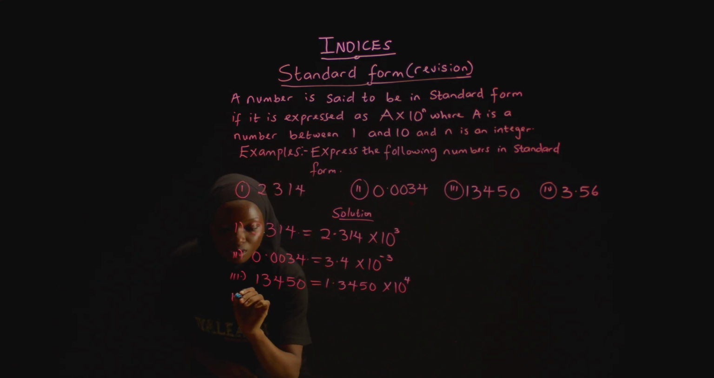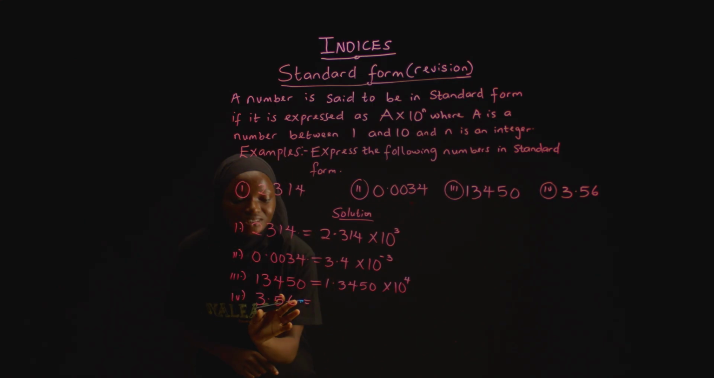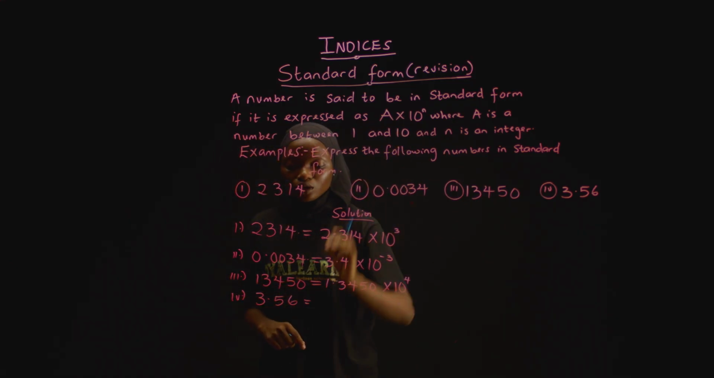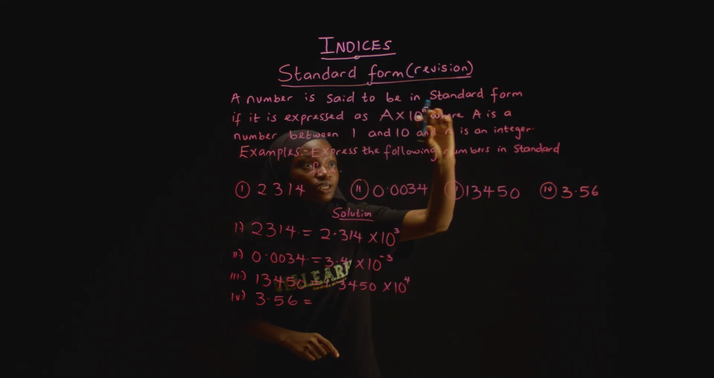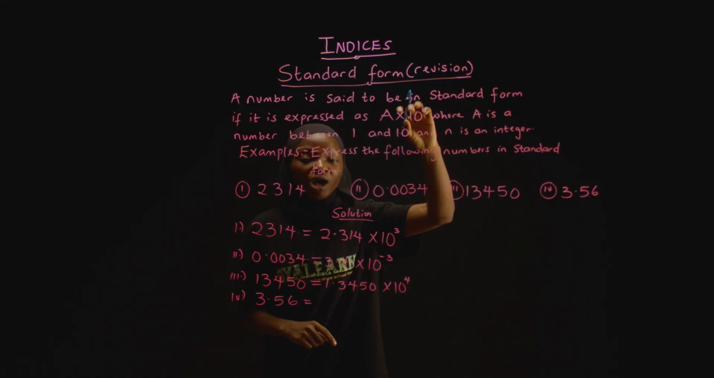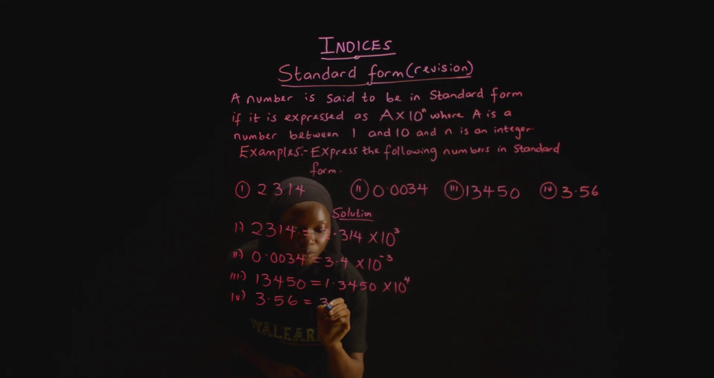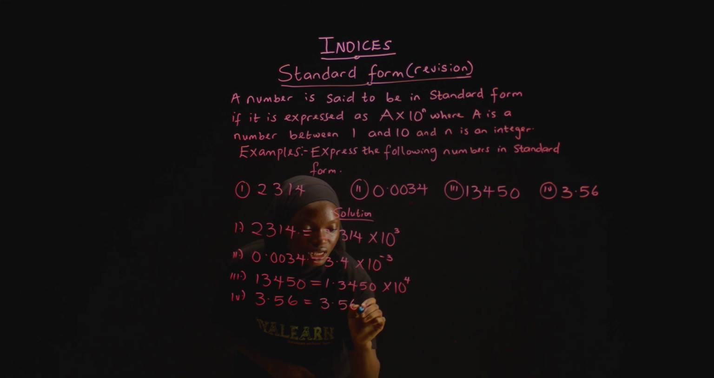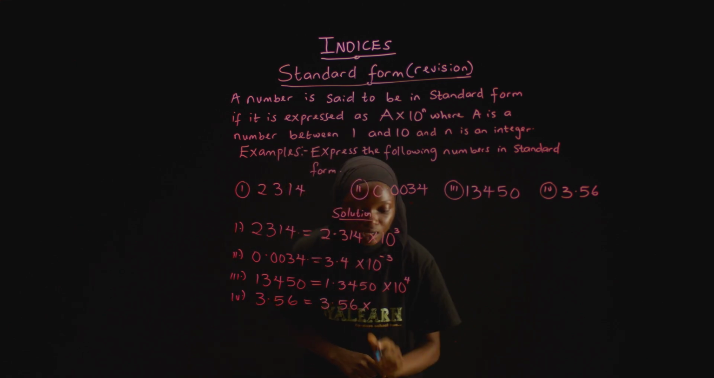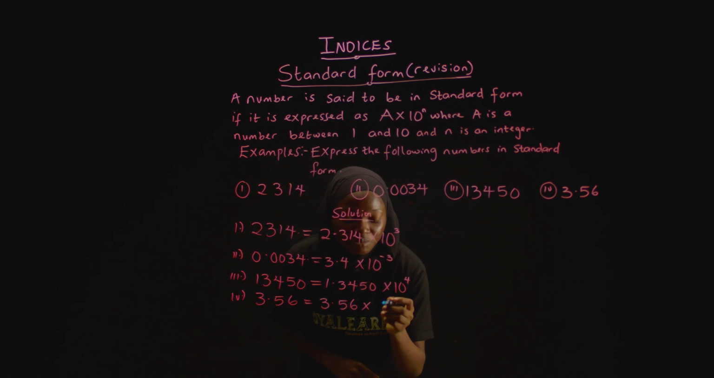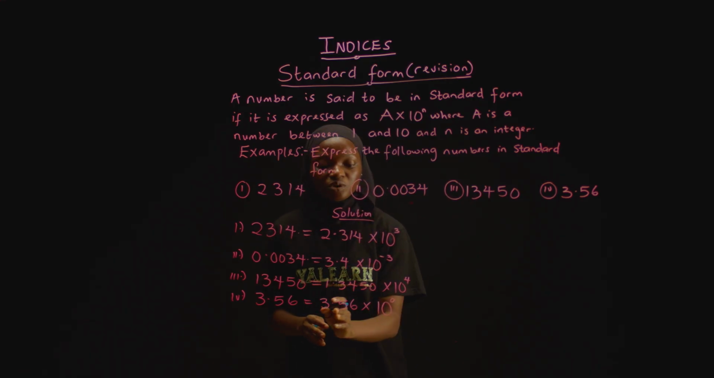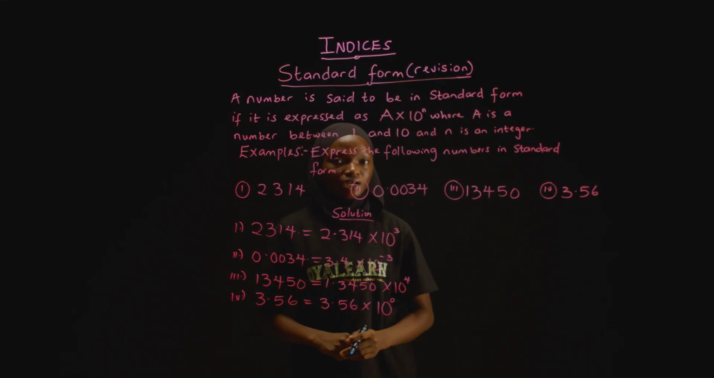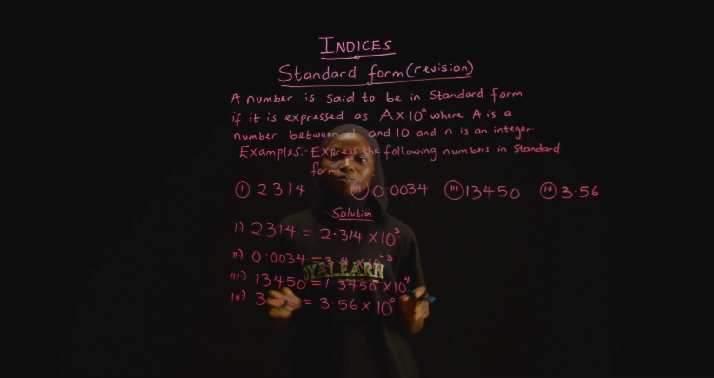And the fourth example, 3.56. This is already a number between 1 and 10. So to express it as a multiplication of a power of 10, we have 3.56 times 1 will give us back our answer. So in base 10, that will be 10 raised to the power of 0, because 10 raised to the power of 0 is 1, and 3.56 times 1 gives us back what we have. And this is how to express numbers in standard form.